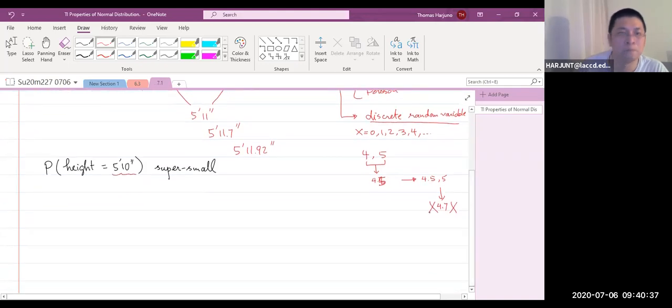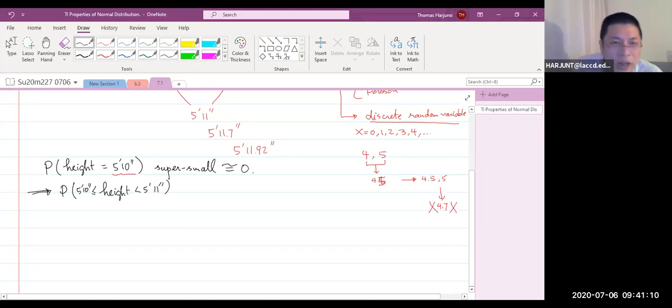We will use intervals. Instead of asking that, we will convert that question into the probability that, for example, the height is between 5'10" and, let's say, 5'11". Okay, then we get a better number. When I say super small here, that's basically zero. You can get somebody that you think is 5'10", but when you measure it, it's either a little bit more or a little bit less. It's so hard to find exactly 5'10". So instead of computing the probability of one single value, the event will be given in the form of an interval.